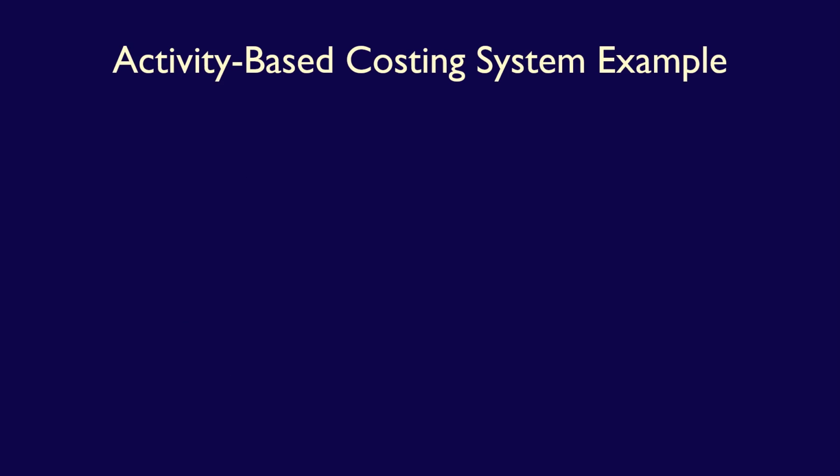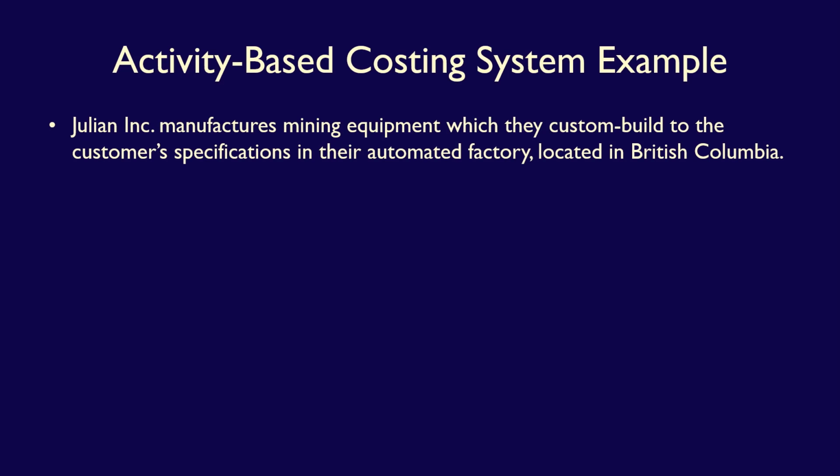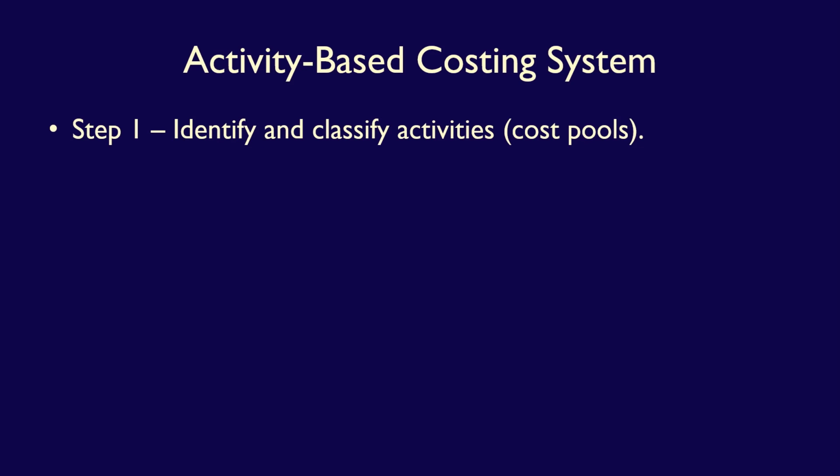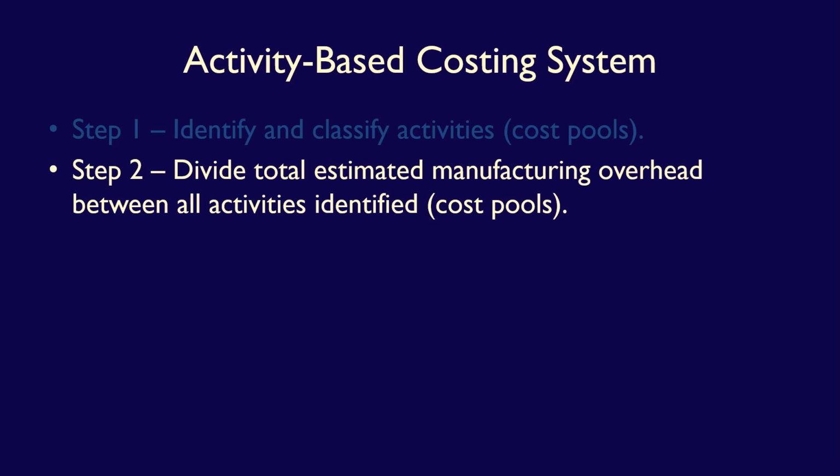Let's apply these steps to the Julian example to demonstrate this. Again, Julian Inc. is a manufacturer of custom mining equipment. The company would like to set up an activity-based costing system. Step 1 is to identify and classify activities to create cost pools. And step 2 is to divide the total estimated manufacturing overhead between all activities identified.